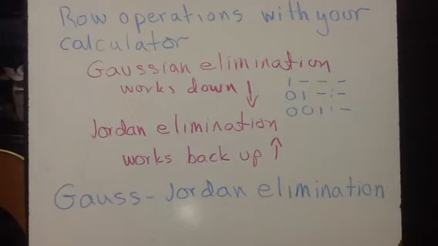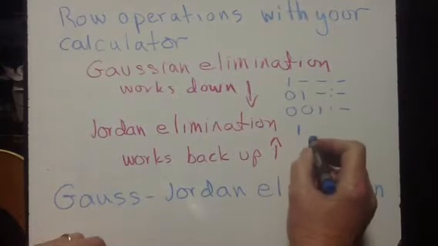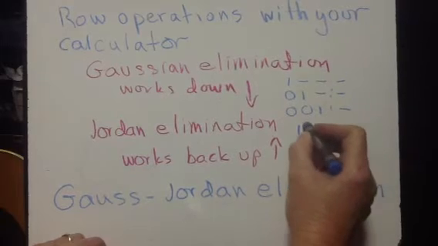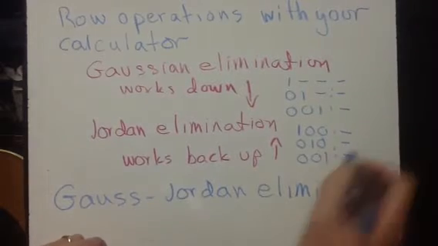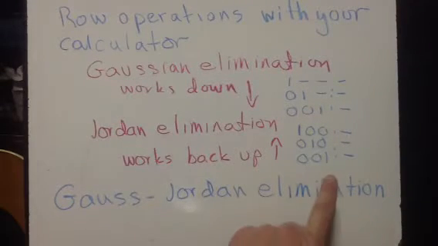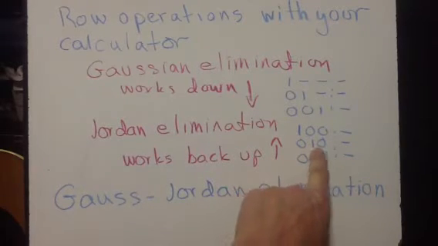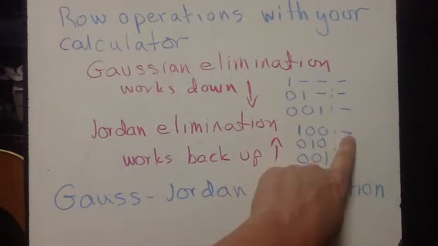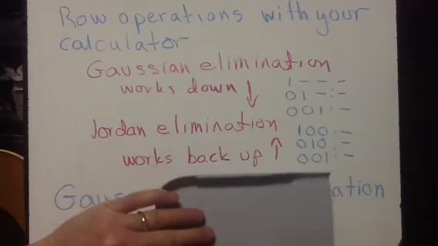Now, with Gauss-Jordan elimination, we're going to work our way back up so that the matrix looks like this. We're going to continue to use row operations so that the matrix looks like this. And what that will mean is that z will be equal to whatever that number is there, y will be equal to whatever that number is there, and x will be equal to that number right there. So let me put my calculator back up here and I'll show you how we'll finish this off.